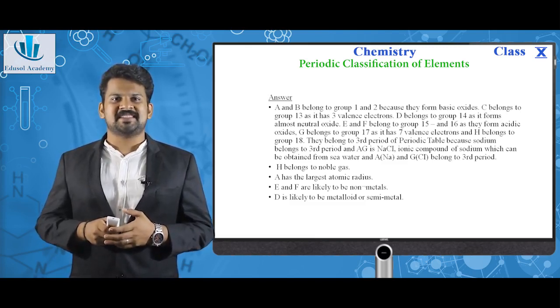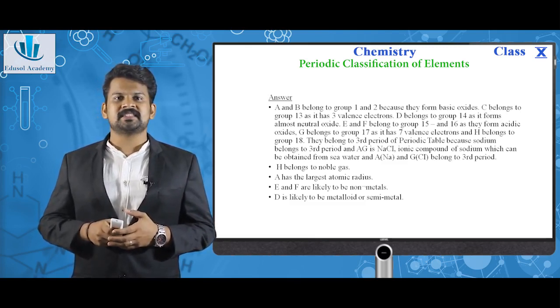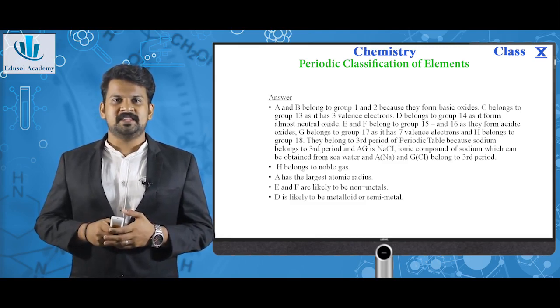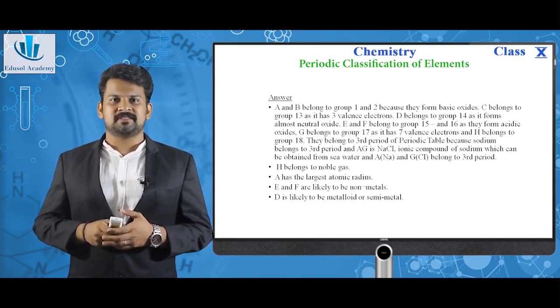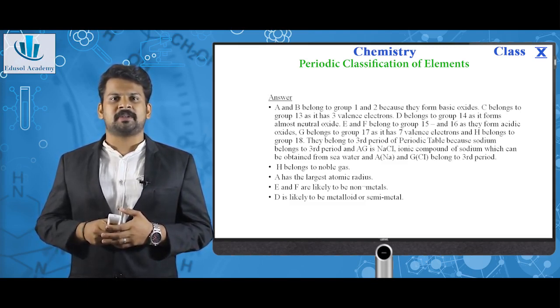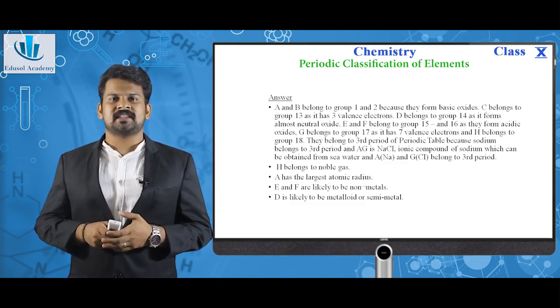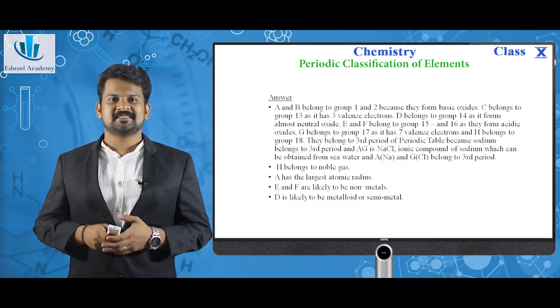Coming again to the question details, it is already given that oxides of elements A and B are basic in nature. This makes the group clear, which means A and B are first and second group elements. The oxides of the elements of first and second group are basic in nature. Similarly, the oxides of E and F are acidic in nature. This also makes the group clear. These oxides are formed by nonmetals.